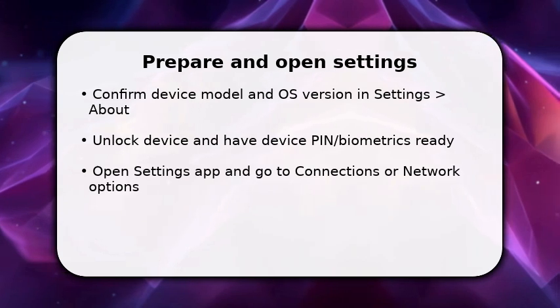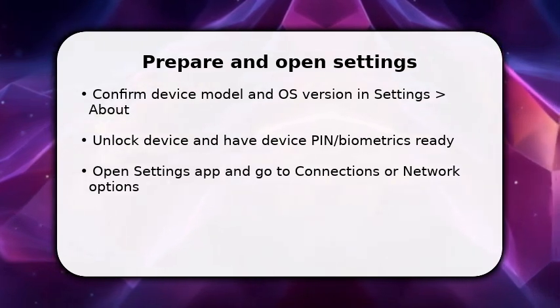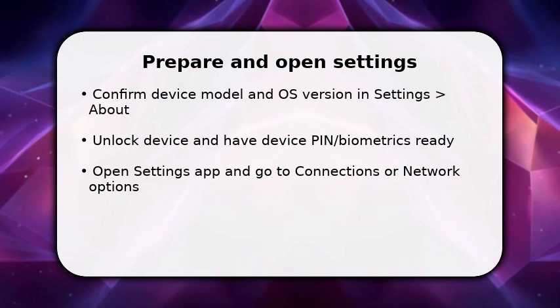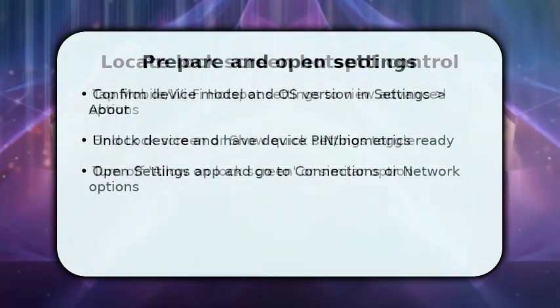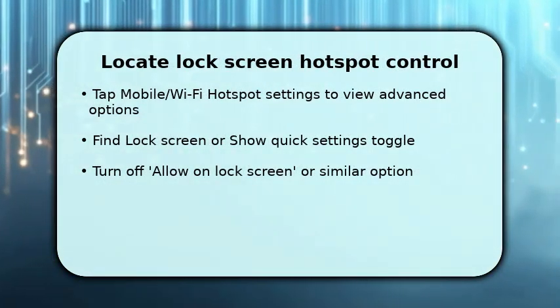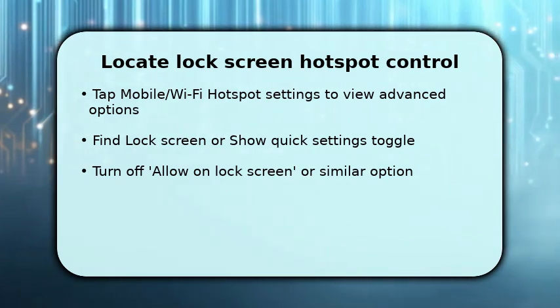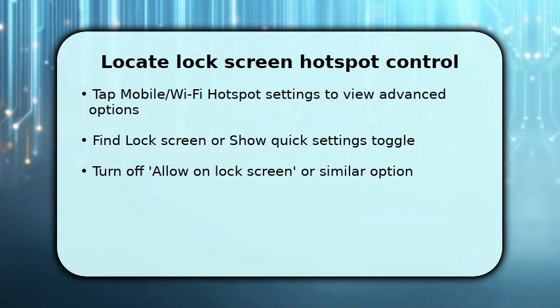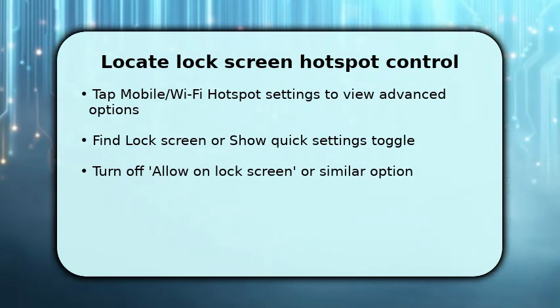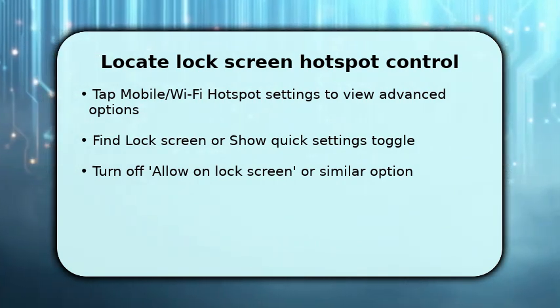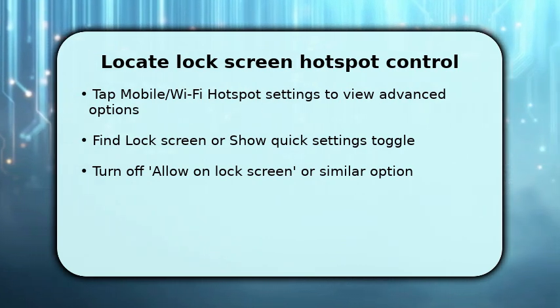Next, tap Mobile Hotspot or Wi-Fi Hotspot to view the control that may be exposed on the lock screen. Once you're in the Hotspot panel, look for Advanced or More settings. This often hides the lock screen permission. You want the option labeled Lock Screen, Show on Lock Screen, or Allow on Lock Screen. Different OEMs name it slightly differently.